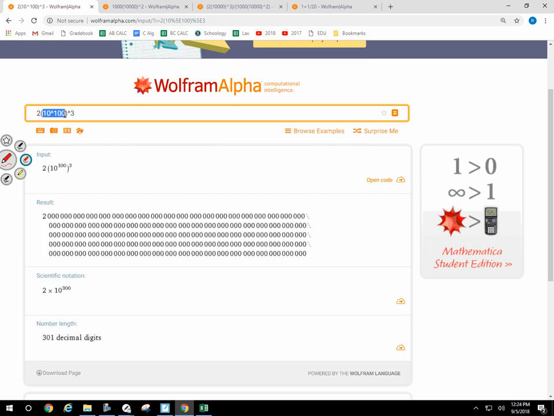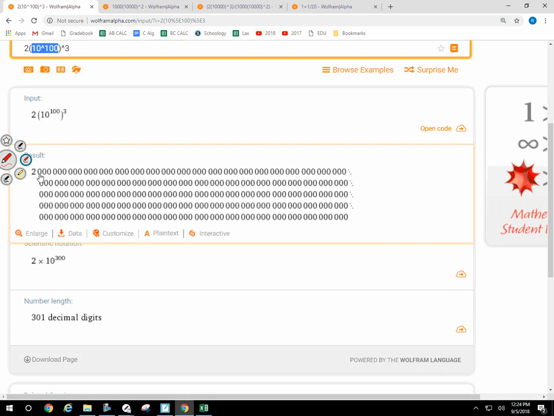And let's cube that and then multiply it by 2. Okay? So I took 10 to the 100, cubed it, multiplied it by 2, and I get this number. This number is 301 digits long. Now we're starting to talk about big numbers, okay?